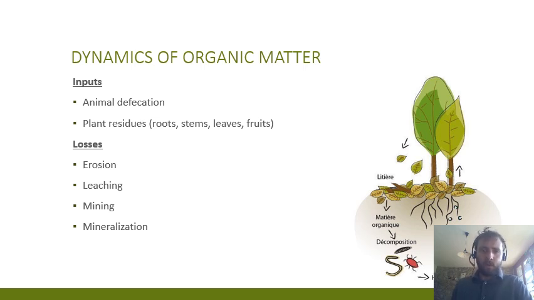For example, water runoff or wind can remove some part of the soil, some part of the organic matter. You have leaching of organic matter, so the water can take the organic matter with it and bring it into deeper layers where you cannot get it back. You have mining, mostly of the nutrients that are in the organic matter, and through this decomposition you lose the organic matter. And you have mineralization of organic matter, the decomposition of organic matter back to minerals so that the plants can take it. So these are the four outputs of organic matter that you have in the system.